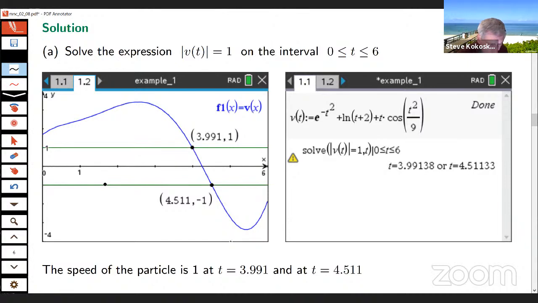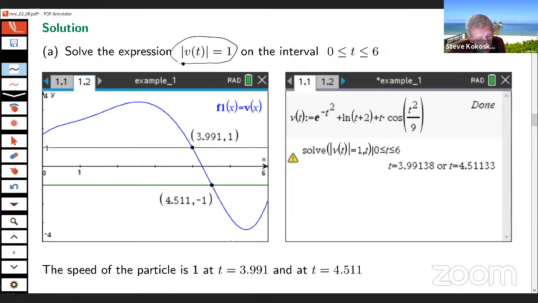There are a couple of ways I think I could do this with the calculator. I'm going to show you one. Tom probably has some more clever ways to do this. What I really need to do is solve this expression on this interval 0 to 6. I need to find all those values of t where the absolute value of the velocity is 1. Now, one way to do this is to draw the velocity function, and that's what I did. And I found the points where it intersects the horizontal lines 1 and minus 1.